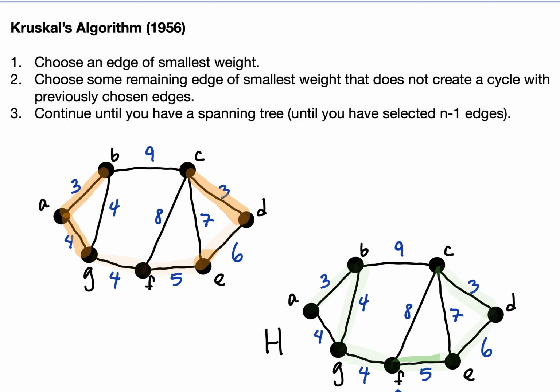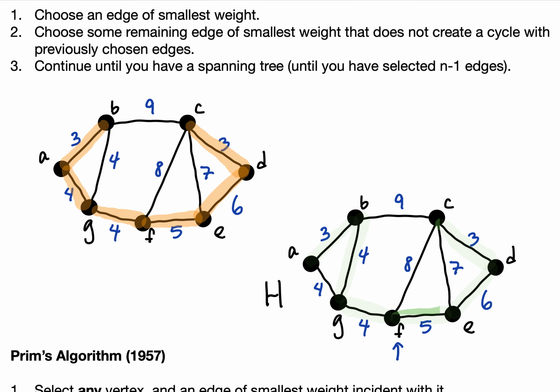So 3, 3, 4, smallest remaining weight is 4. Notice I cannot select the other edge of weight 4 because that would create a 3 cycle with what's previously selected. 5 is the next smallest, 6 is the next smallest, and now I am done. I have created a spanning tree. In this case, it happens to be a spanning path of minimum weight. And now let's use Prim's algorithm on this same graph.